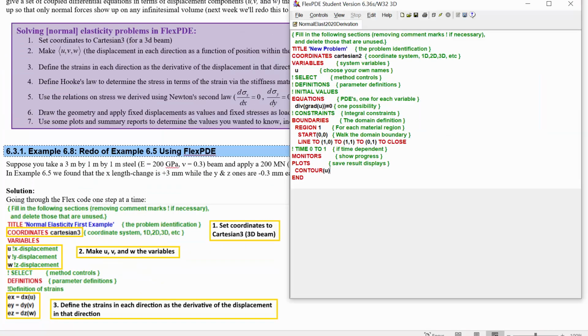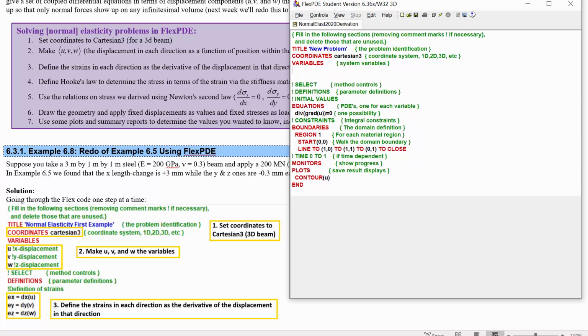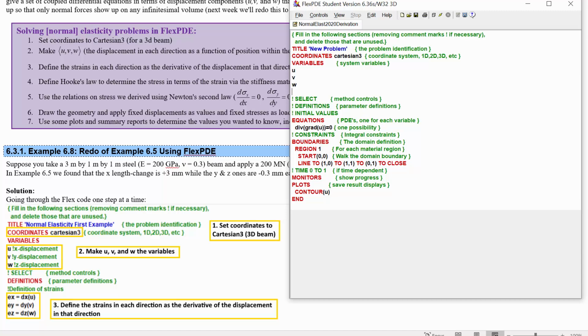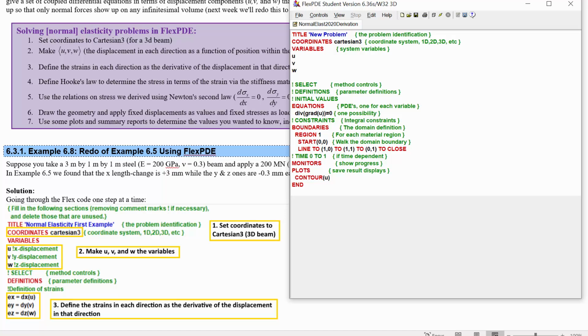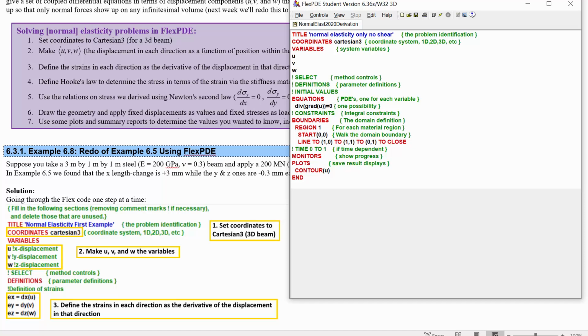So we want to be in 3D. We'll go to Cartesian 3 here, and our variables are going to be U, V, and W. And because we're not doing time-dependent stuff, we don't need to specify thresholds on those anymore. We can name the problem. Let's say maybe normal elasticity only, no shear. Okay, because we can't deal with shear yet.